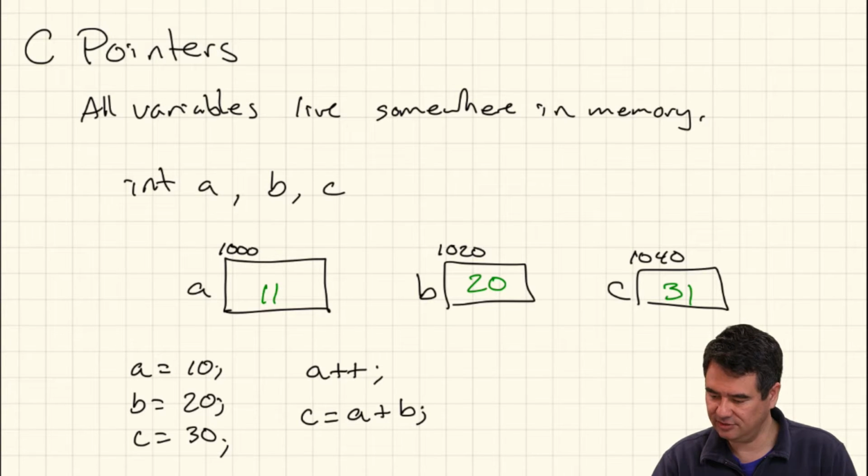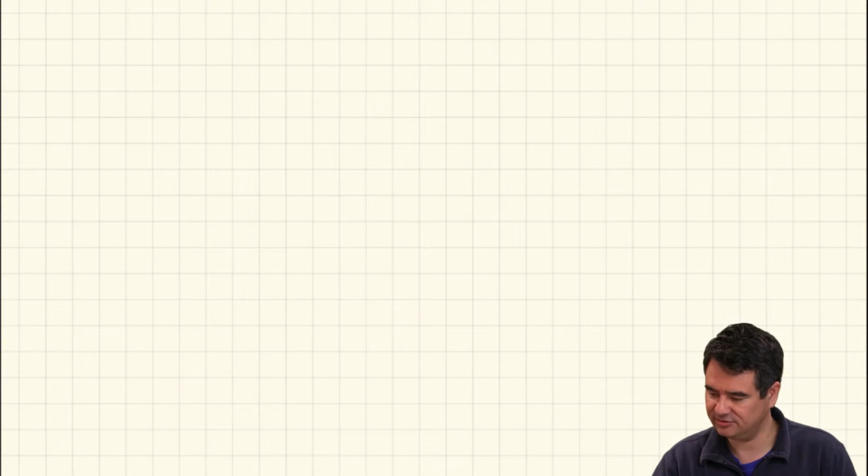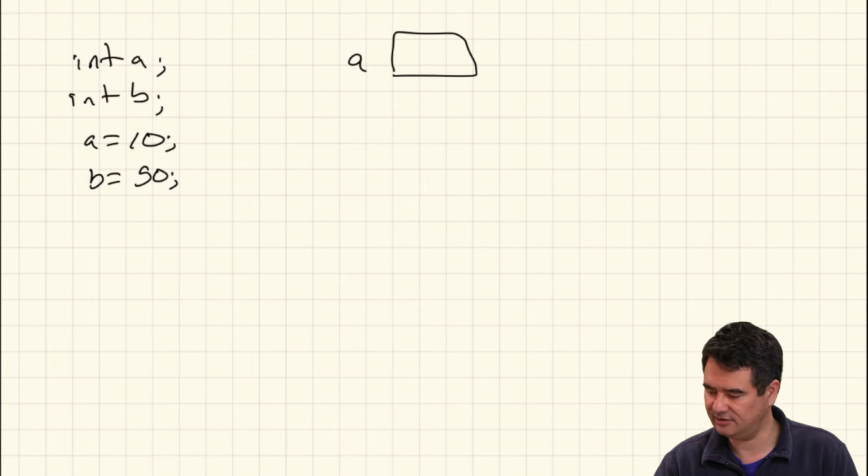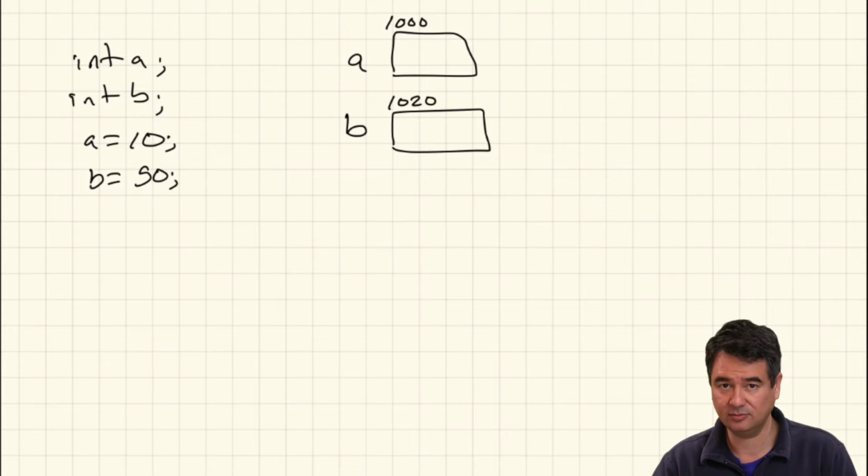So let's do another one. Now we're going to start talking about pointers. So let's say we have int A and int B. Then we have A is equal to, let's do 10 again, and B is equal to 50 this time. So I'll put A here and B, and let's say A lives at 1000 and B lives at 1020. So we've got 10 and 50.